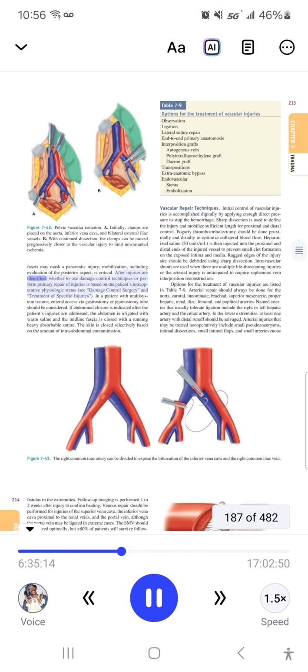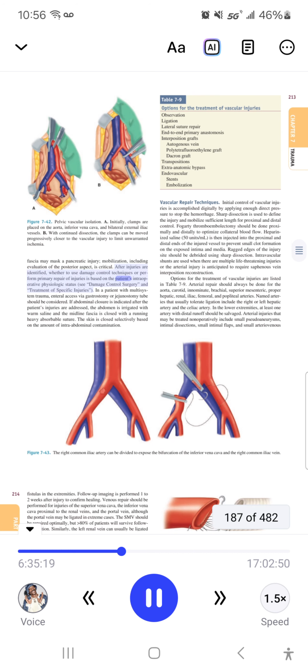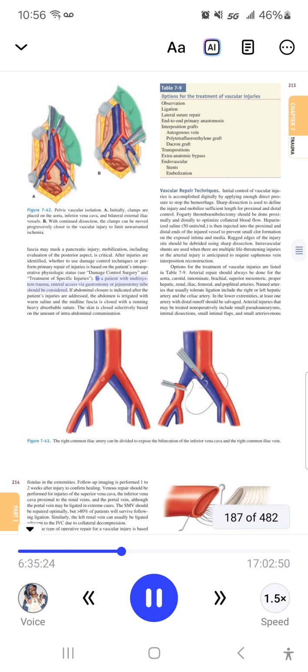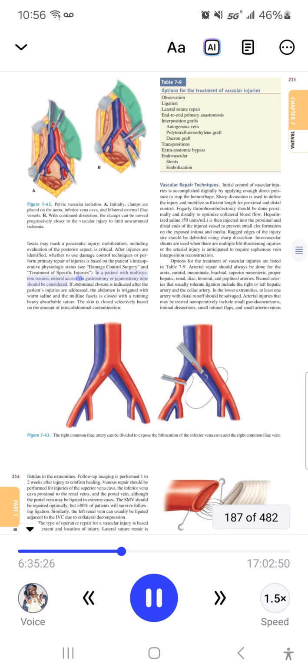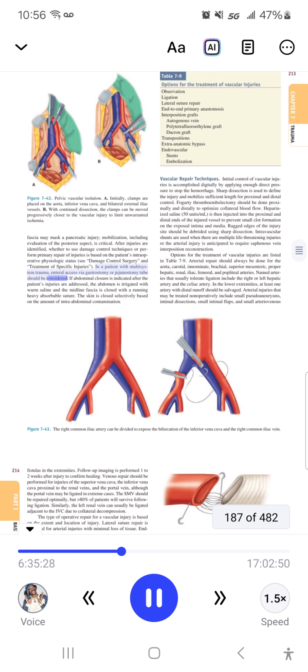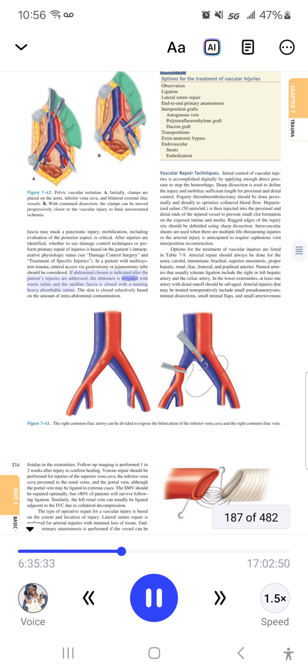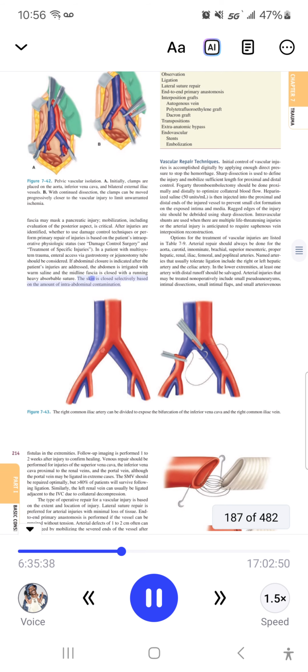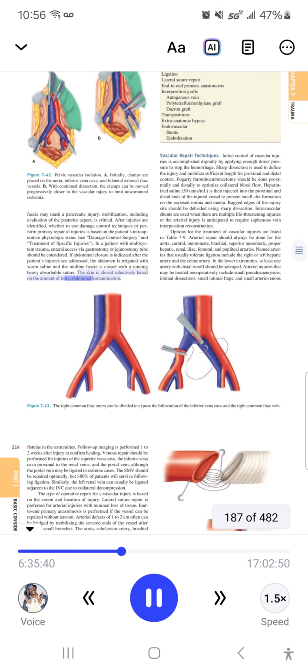After injuries are identified, whether to use damage control techniques or perform primary repair of injuries is based on the patient's intraoperative physiologic status. See damage control surgery and treatment of specific injuries. In a patient with multisystem trauma, enteral access via gastrostomy or jejunostomy tube should be considered. If abdominal closure is indicated after the patient's injuries are addressed, the abdomen is irrigated with warm saline and the midline fascia is closed with a running heavy absorbable suture. The skin is closed selectively based on the amount of intra-abdominal contamination.